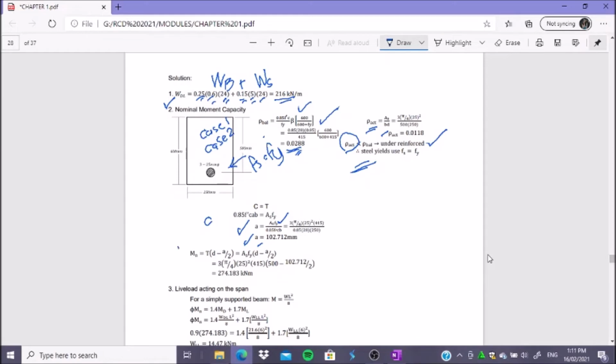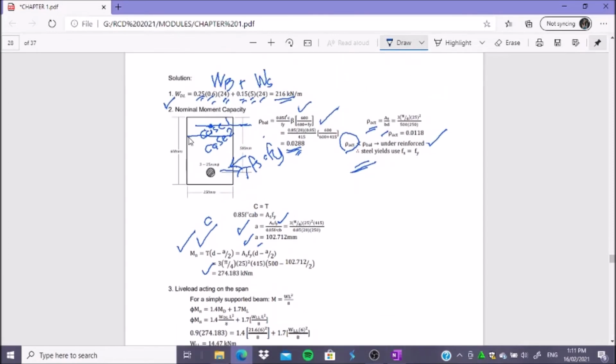And we can now use the couple. What couple? We take moment about the centroid, this is the A, so we take moment at this level. So we have here T, which is A times Fy, and we get 274.183. Okay. Now, you can also use other formulas, the derived formulas.